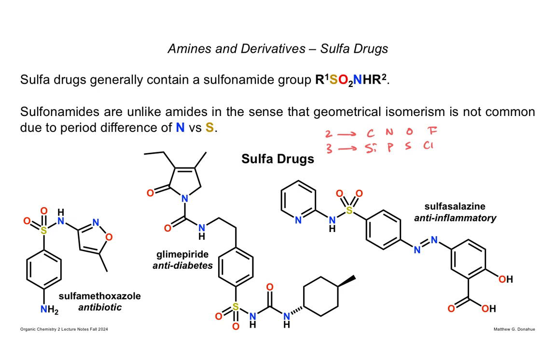So some examples of sulfa drugs. You have an antibiotic here, sulfamethoxazole, glimepiride. This is anti-diabetes. And so you can see the sulfonamide, and it's also part of this other functional group called a urea. Sulfasalazine is an anti-inflammatory. There's the sulfonamide there. So it's a pretty common functional group in drugs based on its properties.